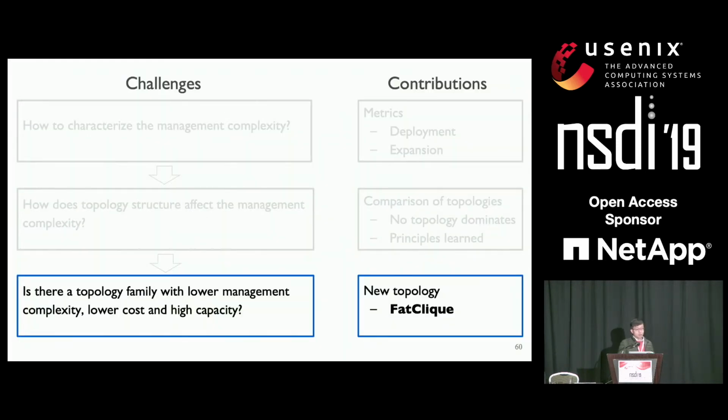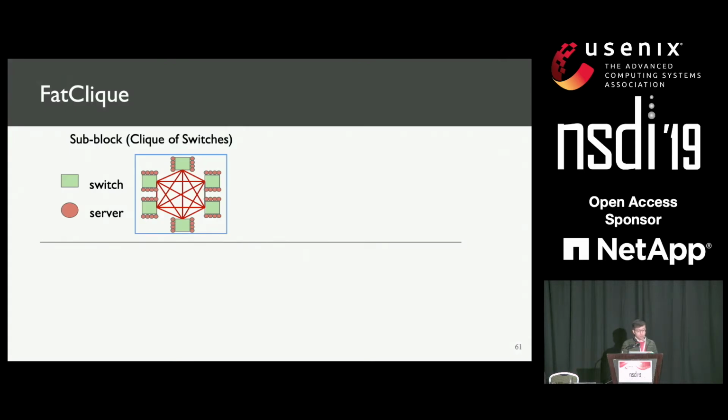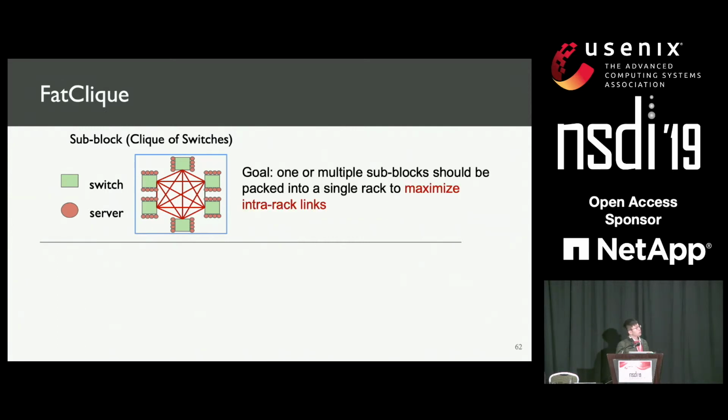Next, I will show how to leverage the principles we learned to design a new topology family called FatClique, which achieves all the nice properties. FatClique is a topology with 3 hierarchies. In the lowest hierarchy, we build a sub-block, which is a cluster of switches. The design goal here is that one or multiple sub-blocks should be packed into a single rack to maximize intra-rack links.